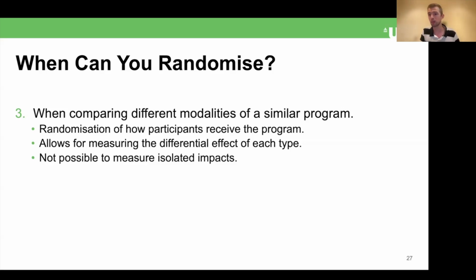Now, the drawback here, of course, is that it wouldn't be possible to measure the isolated impacts. We wouldn't be able to isolate just the impact of a cash transfer program because there is no control group. There's no group in which nobody received anything. But we are able to say something about the cost effectiveness, or the relative effectiveness, of the different modalities.